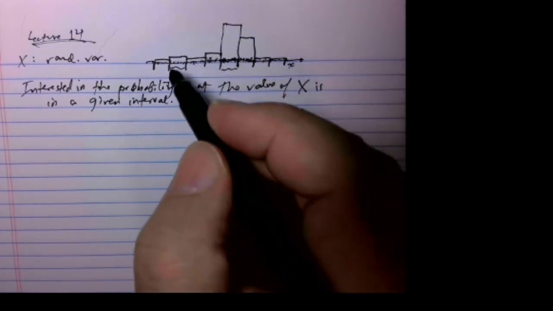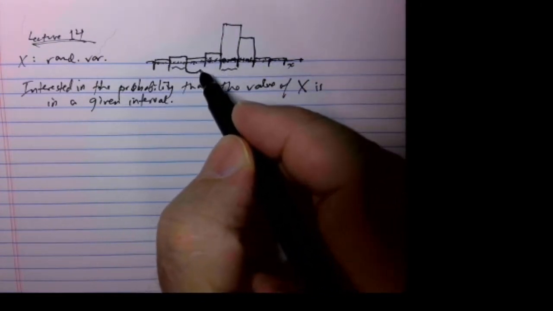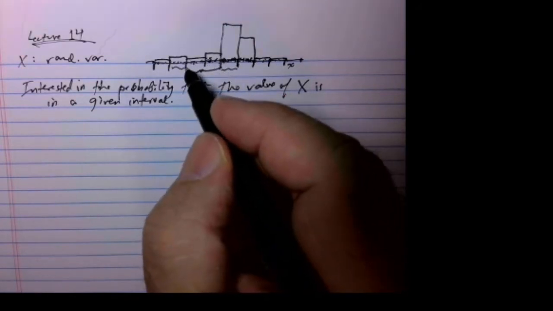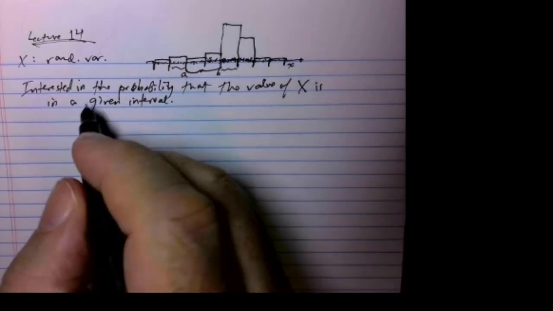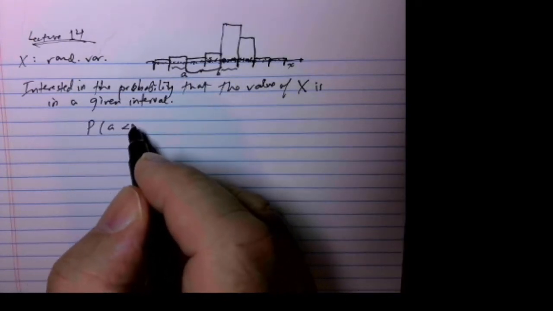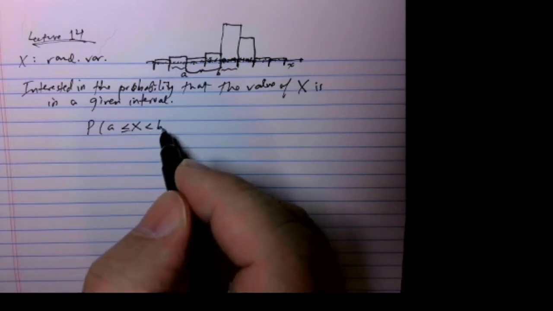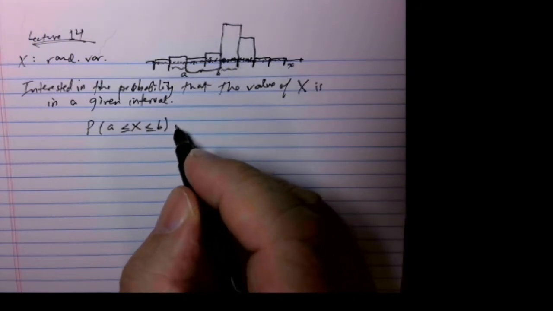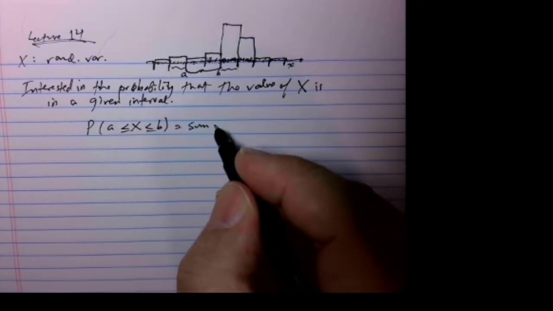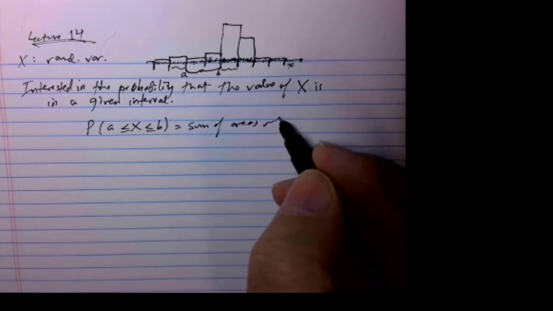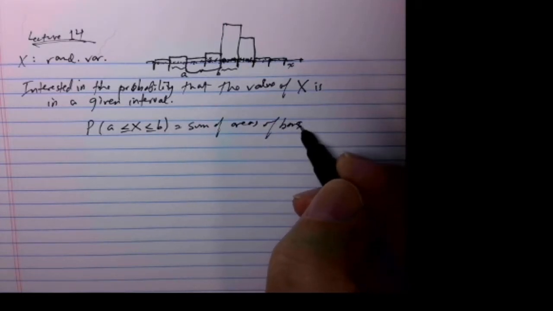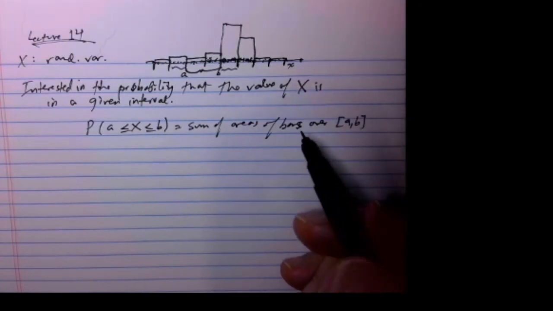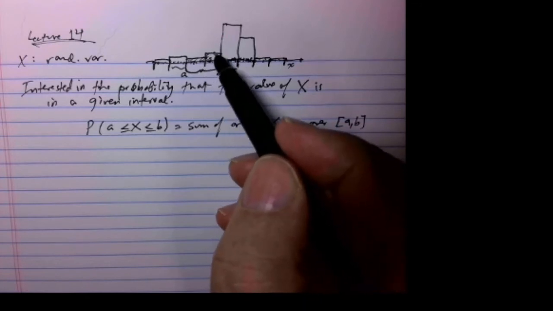Now, two things about that. First of all, suppose I were to pick some interval that was underneath two bars. If this is a point A and this is a point B, then the probability that the value of x is between A and B is just the sum of the areas of the bars over that interval AB. It would just be the sum of the areas of these two bars.